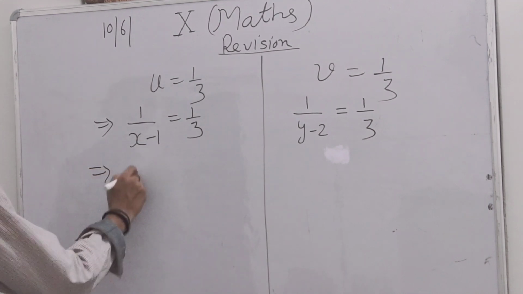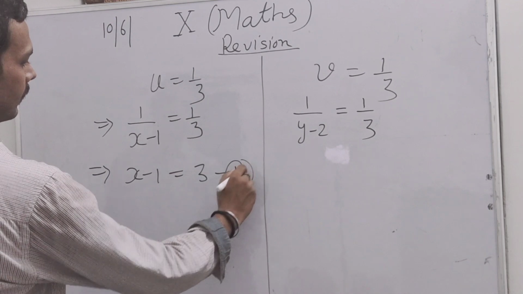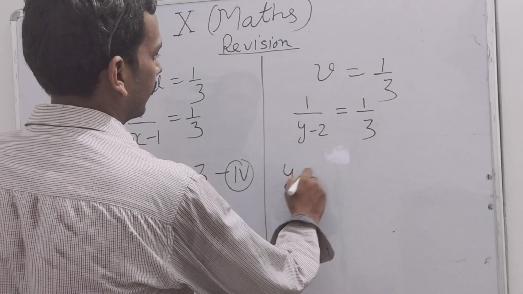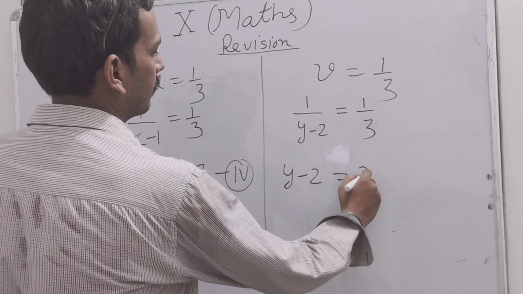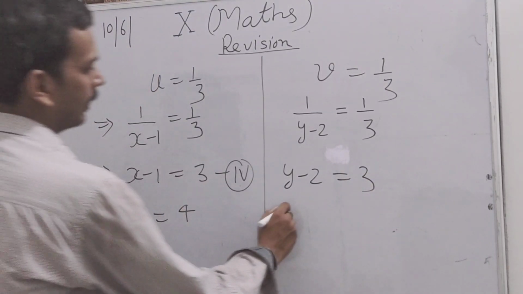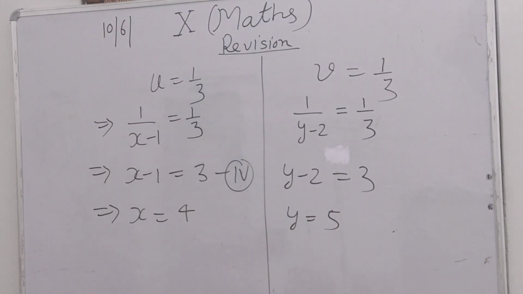It means we will cross multiply it. So x minus 1 is equal to 3. X minus 1 is equal to 3. And from here cross multiply, y minus 2 is equal to 3. So the value of x is equal to 4 and value of y is equal to 5 from here.